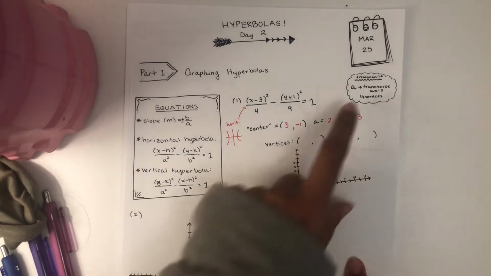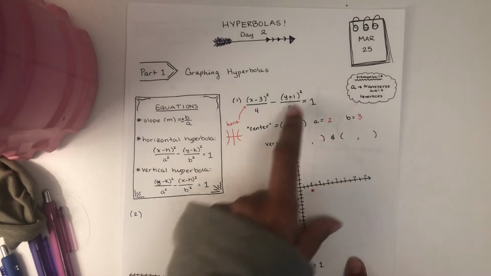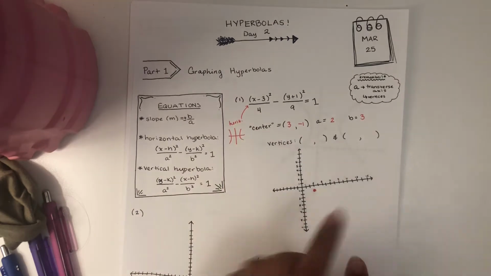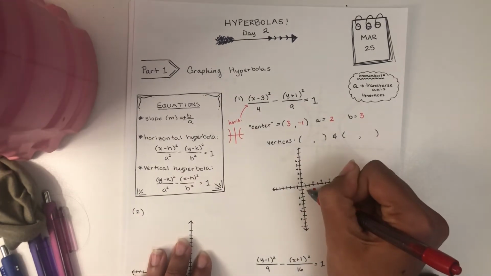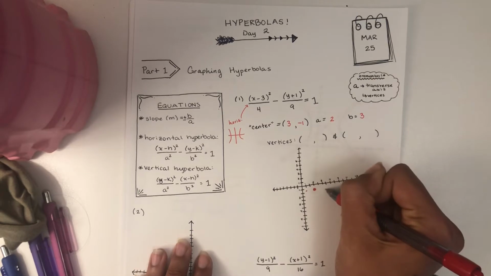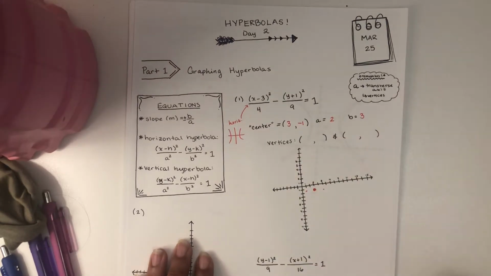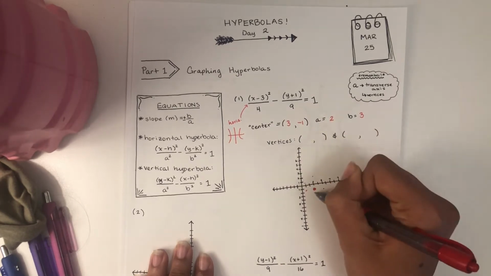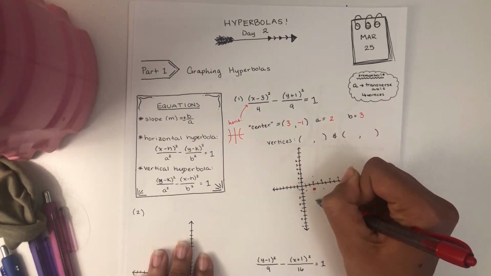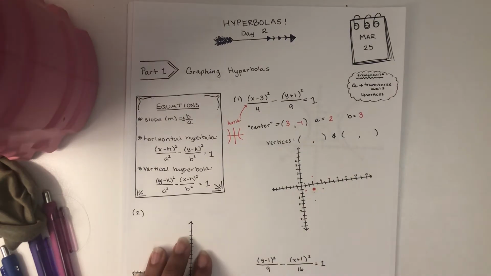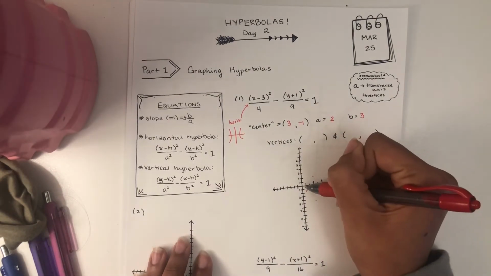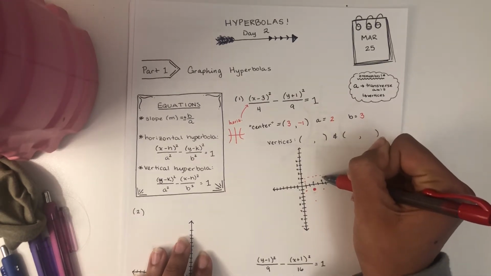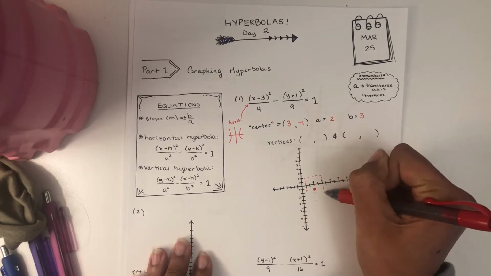So our vertices, they hang on the end of the A's, right? So my A is 2. Since this is horizontal, I'm going to move 2 this way and 2 this way. Now from this point, I'll move 3 up and then 3 down. Right, and using this, I should be able to draw a bit of a box, which we'll come back to.